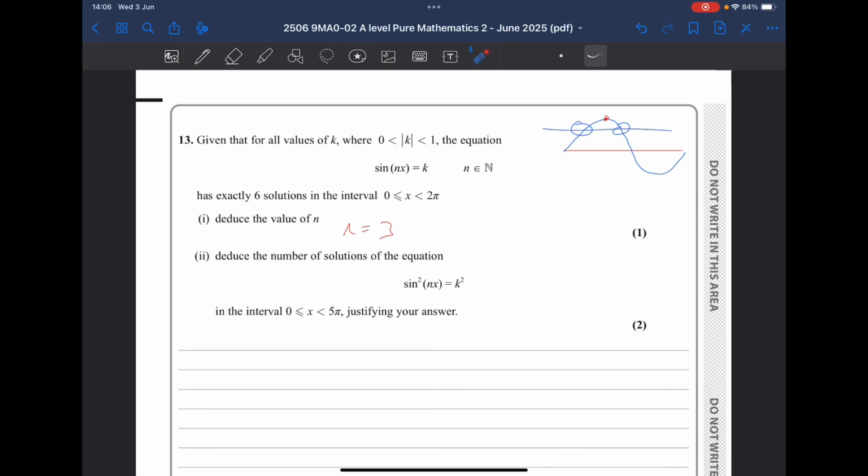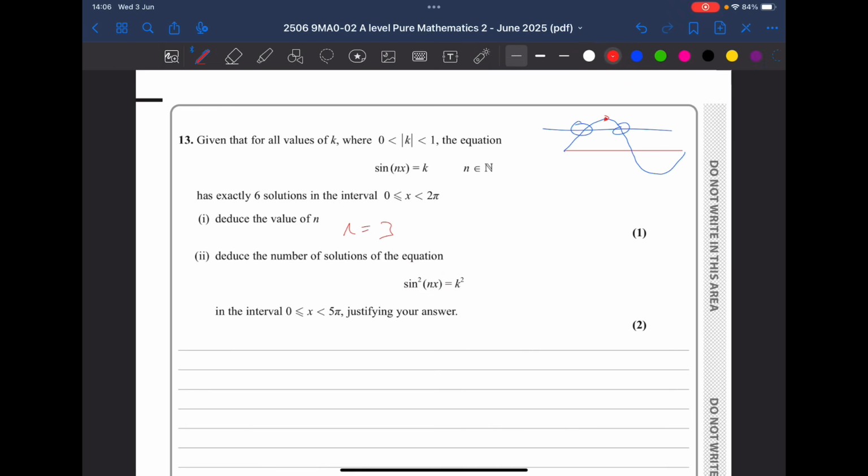So now, number of solutions in this equation between 0 and 5 pi. So I'm going to guess n is the same thing. So we know every 2 pi we're getting 3 solutions. We're getting 2 solutions, but we've squared it.